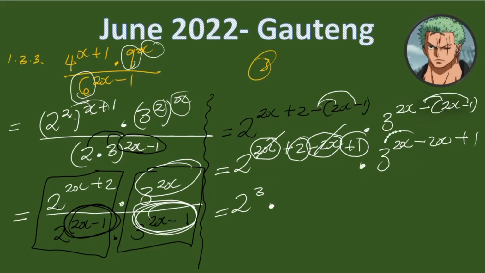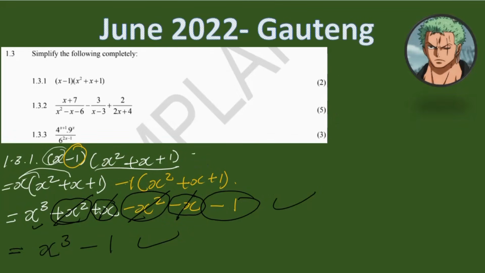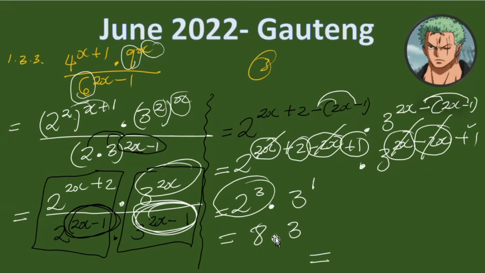Multiplied by this positive 2x and this negative 2x will cancel out. You'll be left with 3 raised to exponent 1. And then here you have 2 raised to 3, which is 8 multiplied by 3. Now I know they said without the use of a calculator. Okay, they never said so. But anyway, I was going to use it. 8 times 3.